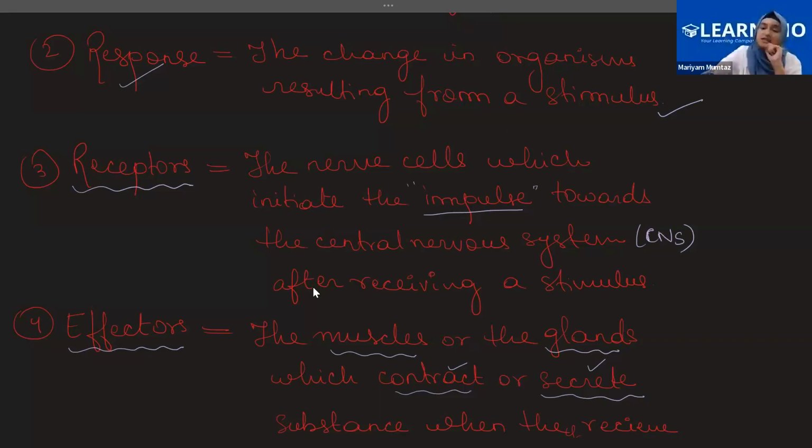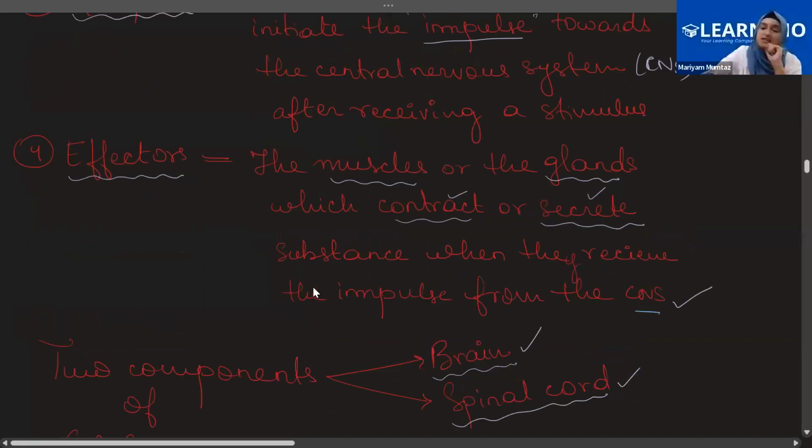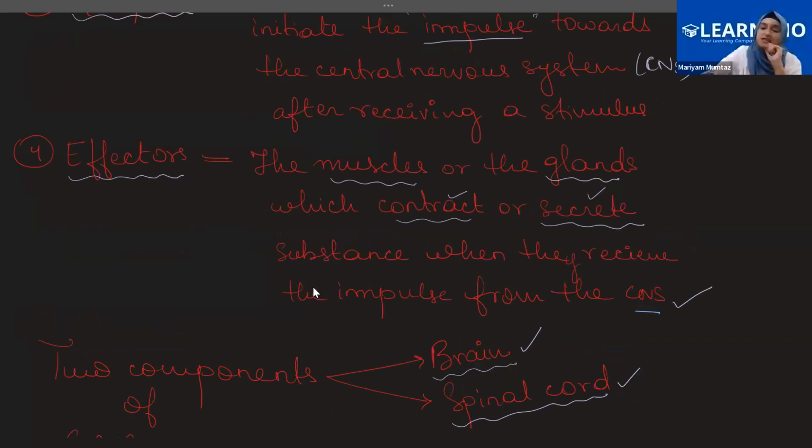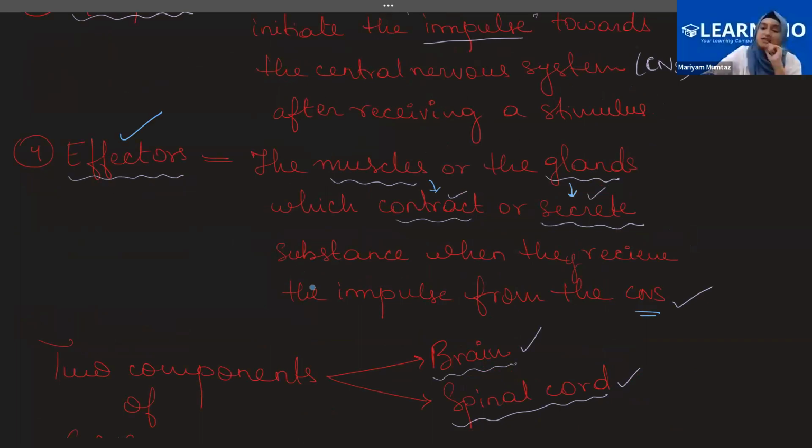Now, when we say that after receiving the stimulus, any response is provided, that response is because of the effectors. These effectors are the muscles or they are the glands. If they are the muscles, they would contract. If they are the glands, they would secrete the substance when they receive the impulse from the central nervous system.